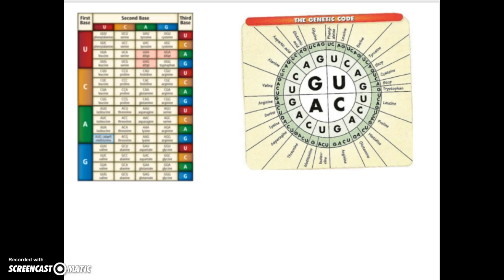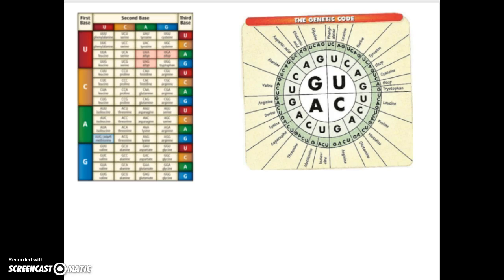But the wheel is used very simply. The middle part of the wheel is the first letter of the codon. The second wheel is the second letter. And the third wheel will lead you to the name of the amino acid that codon is coding for. So for example, the codon GCA is the amino acid alanine. Now you'll also notice that GCU, GCG, and GCC also code for alanine.